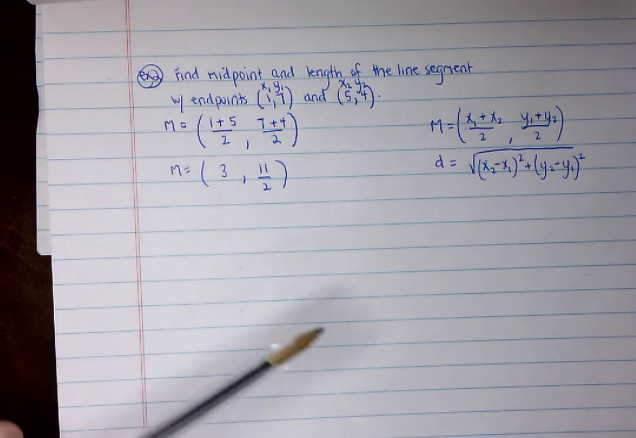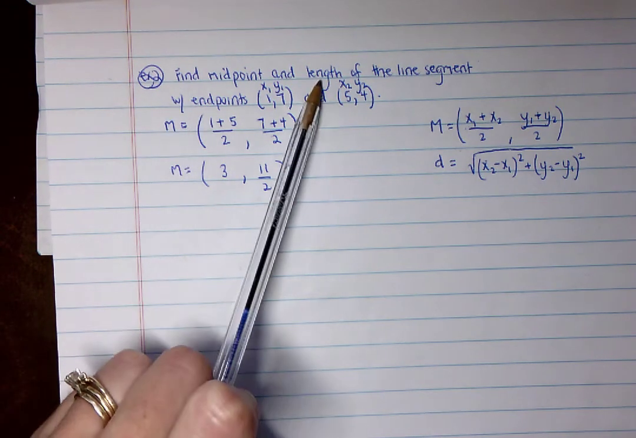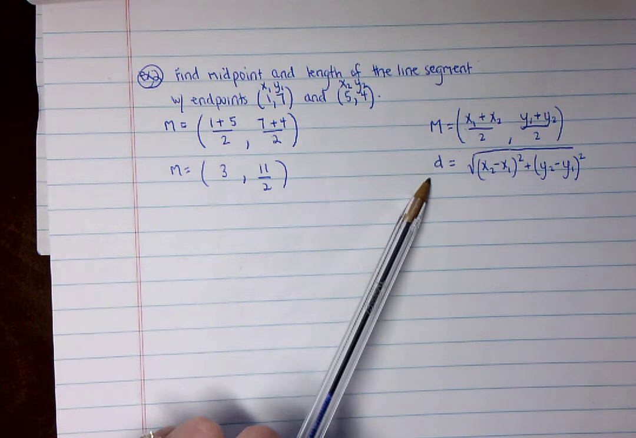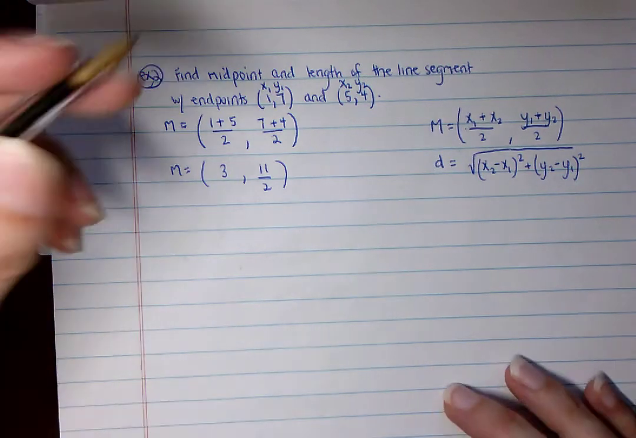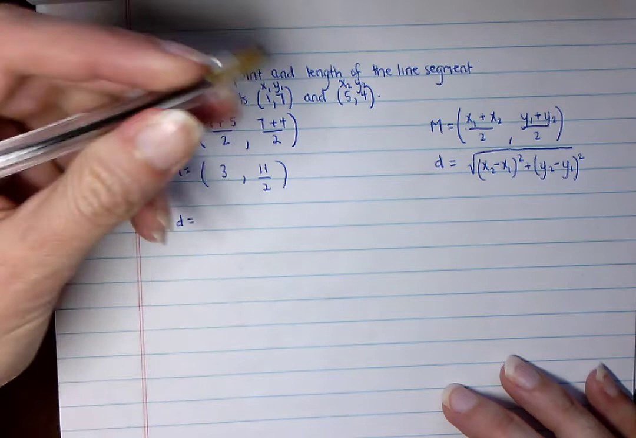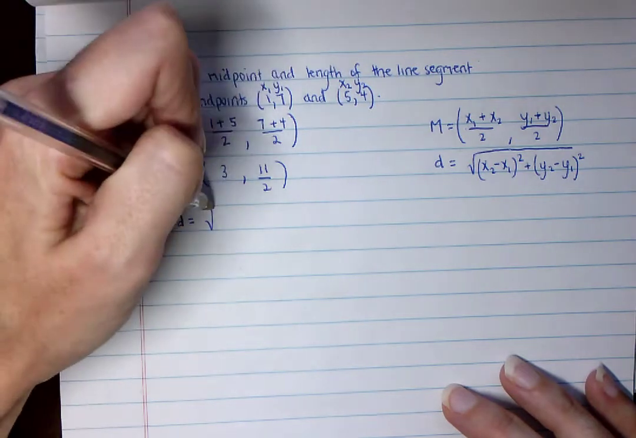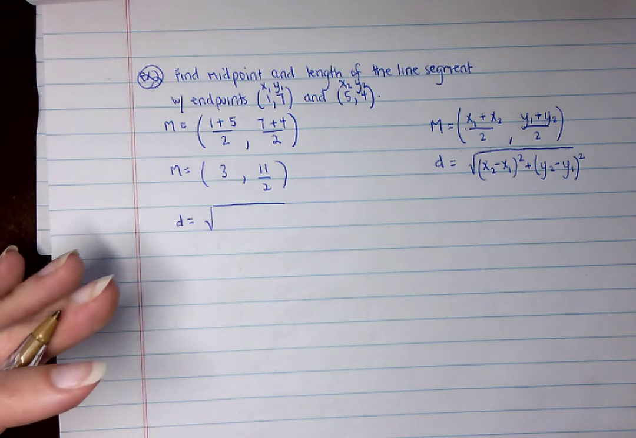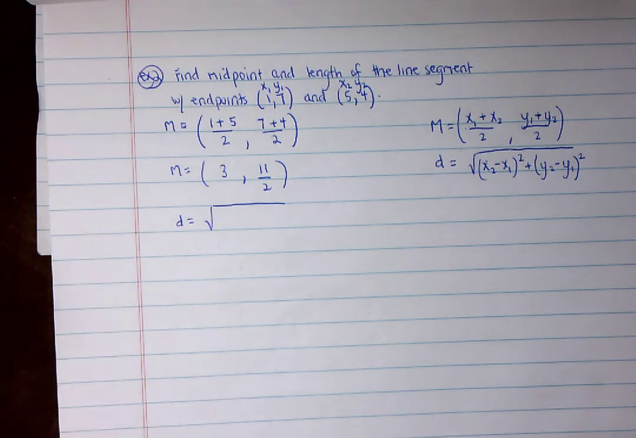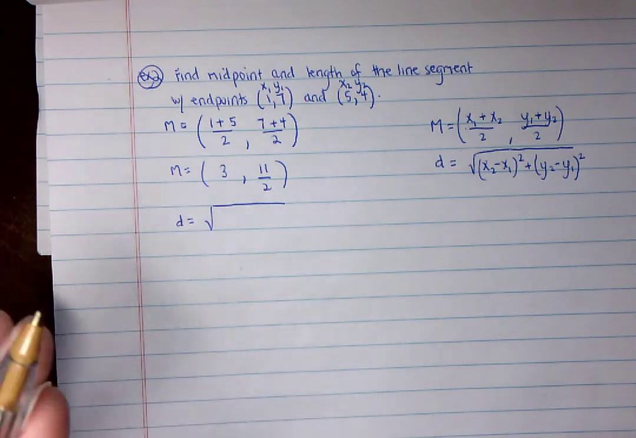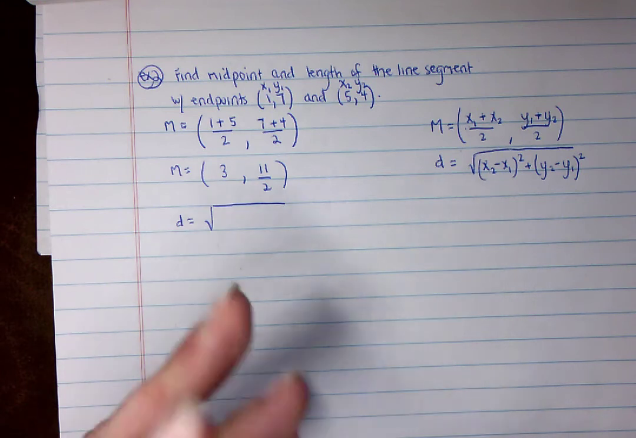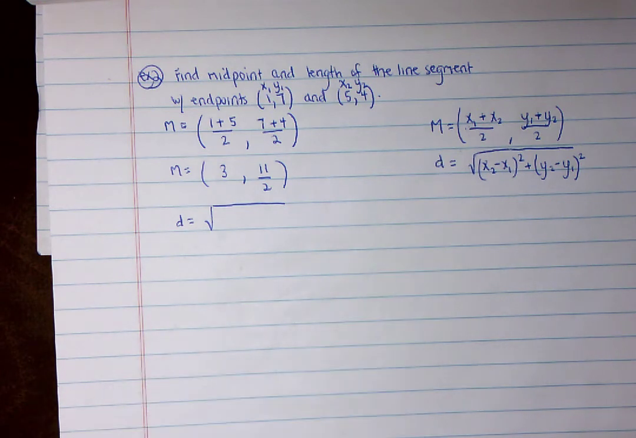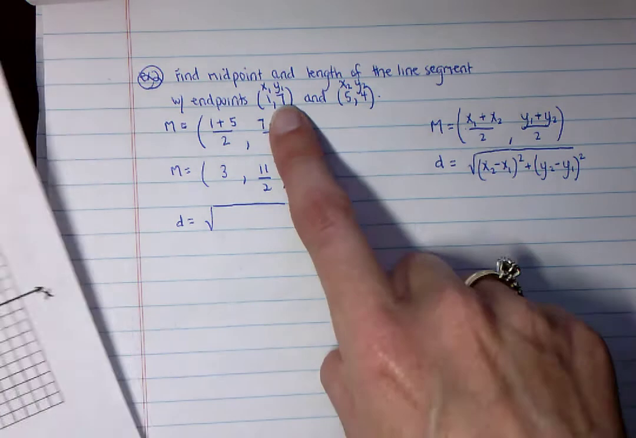So we found the midpoint, and now we want to find the length of the line segment, or the distance between the 2 points, okay? So if we do that, this is kind of like the Pythagorean theorem. It's almost identical to it, but it's just written in a different way, because if you think about it, I'll actually show you on here. Let's plot 1, 7, and 5, 4.